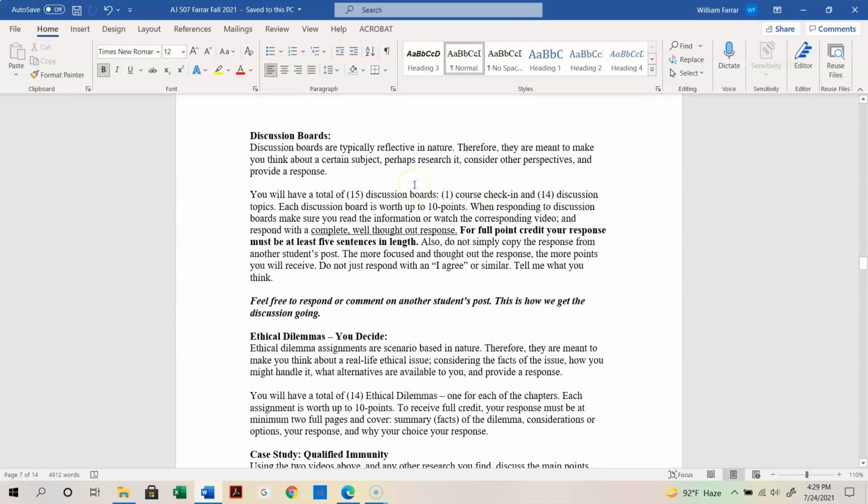Discussion boards, just to give you a little bit more on this, they're typically reflective in nature. Therefore, they're meant to make you think about a certain subject, maybe even research it a little bit, and then consider other perspectives, and then make a response, right? You'll have a total of 15 discussion boards. One is the check-in, and 14 for the corresponding chapters. Each discussion board is worth up to 10 points.